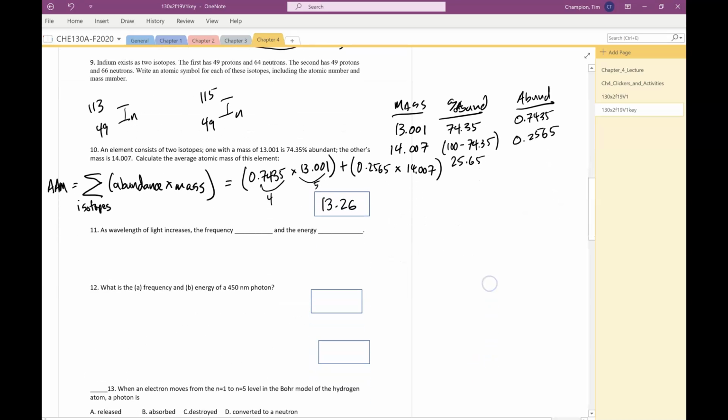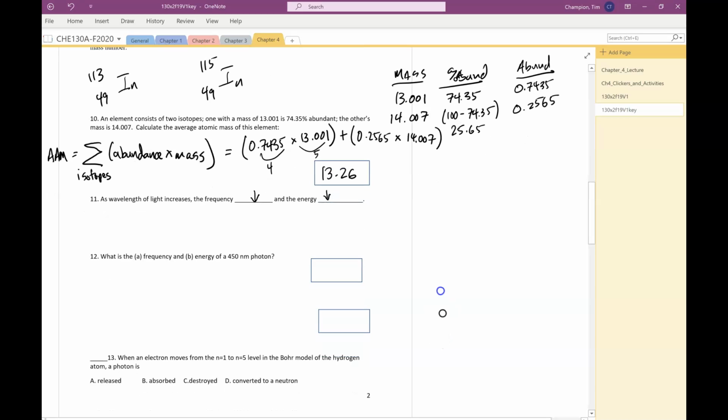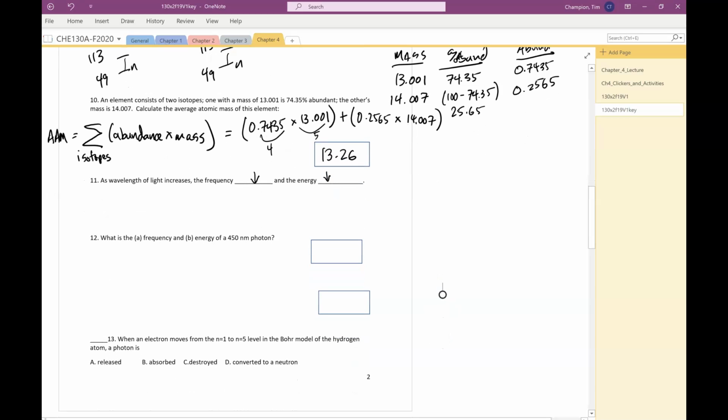All right, so just general trend. As the wavelength increases, the frequency is going to go down and the energy is going to go down. We're asked to calculate the frequency and energy of a 450 nanometer photon. That is the wavelength. You had to recognize that. So for the frequency, nu is going to be c over lambda. That's 3 times 10 to the 8th meters per second over 450 nanometers, which I'm going to write as 450 times 10 to the negative 9 meters, where nano is 10 to the negative 9.